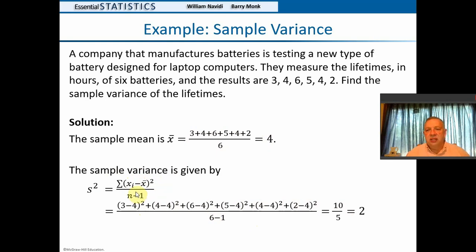And since I'm talking about sample variance, I've got to subtract 1 from the 6. 6 data points, I'm only going to divide by 5. So the sample variance is 2.